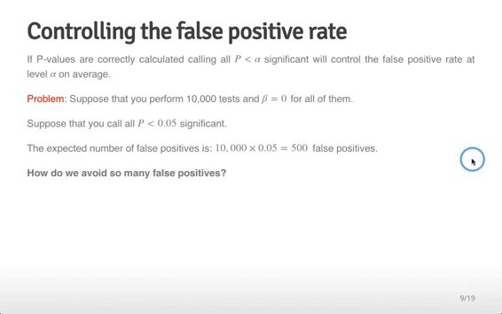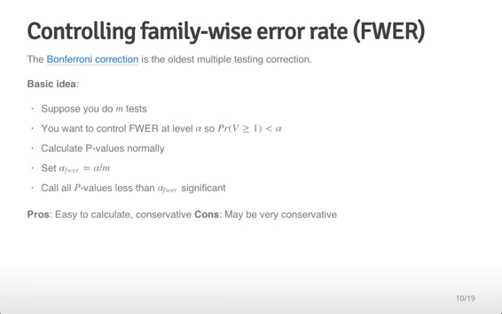So a question that immediately comes to mind is, how do we control a different error rate so that we avoid so many false positives? The first choice is the family-wise error rate. As I talked about a minute ago, we want to control the probability that we're going to make even one error. The Bonferroni correction is the approach for doing this, and I've linked to the Wikipedia page here. It's the oldest multiple testing correction. The basic idea is that if you're doing M hypothesis tests and you want to control the family-wise error rate at level alpha, in other words, ensure that the probability of making even one error is less than alpha. That's quite stringent control.